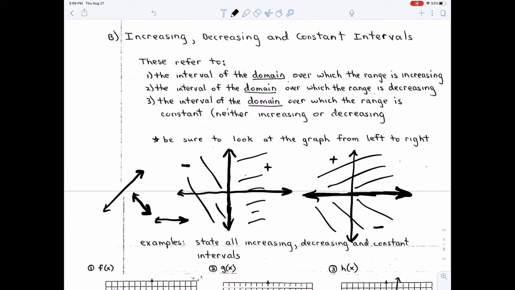The value of x where the y value, or the entire graph, is going down. And what's the constant interval? The interval of x over which the range, or the y value, is constant. In other words, it's flat.